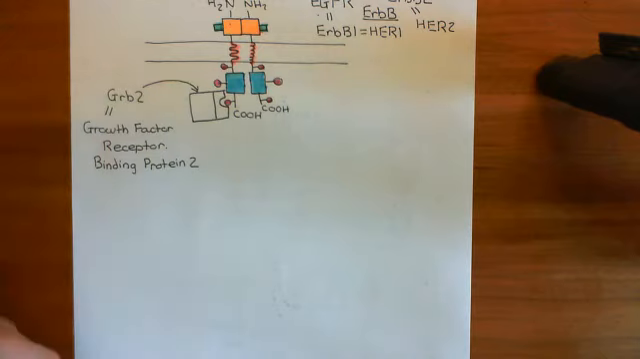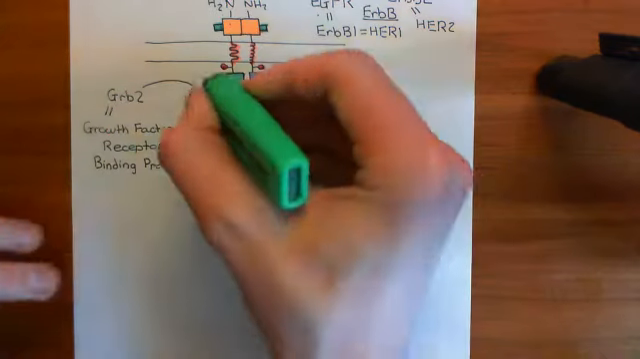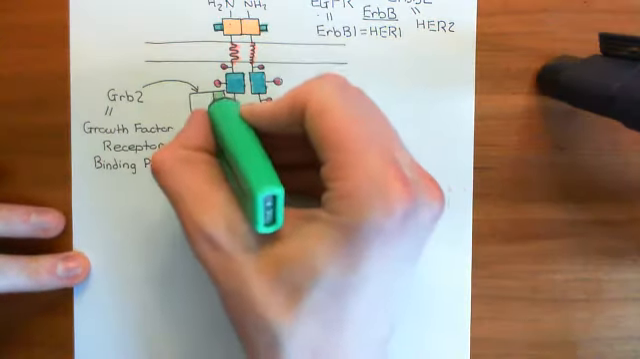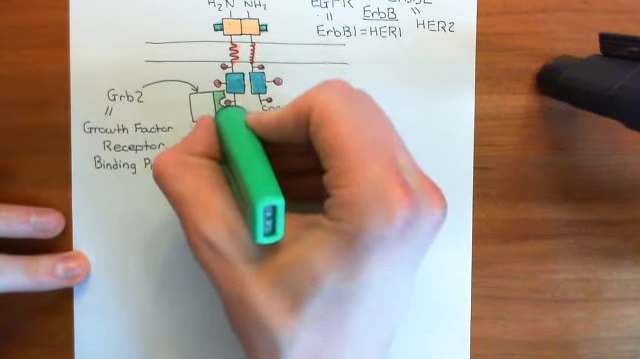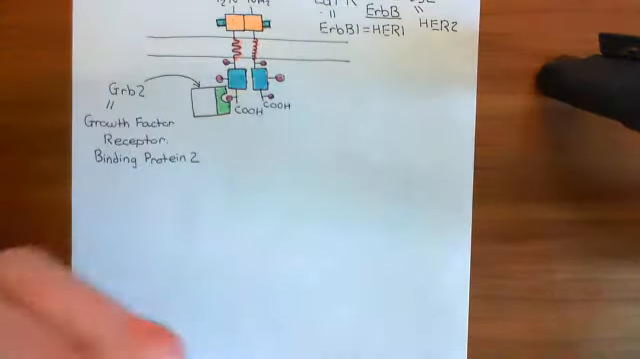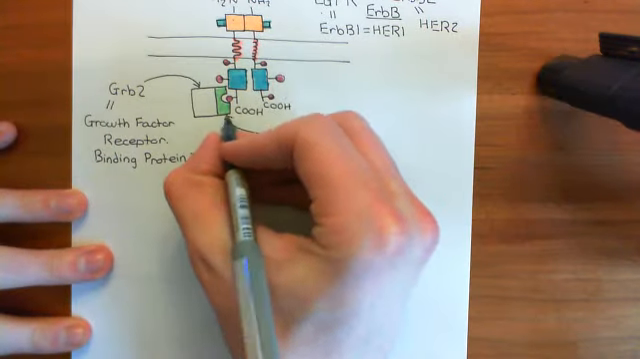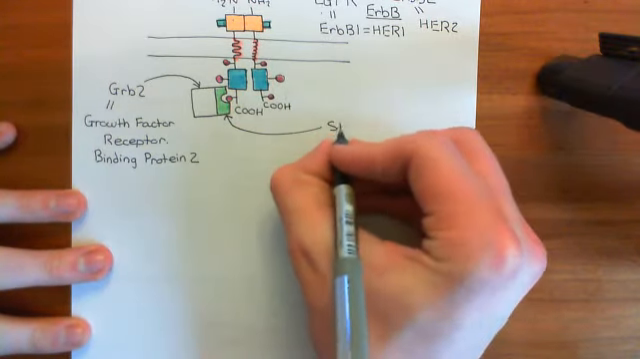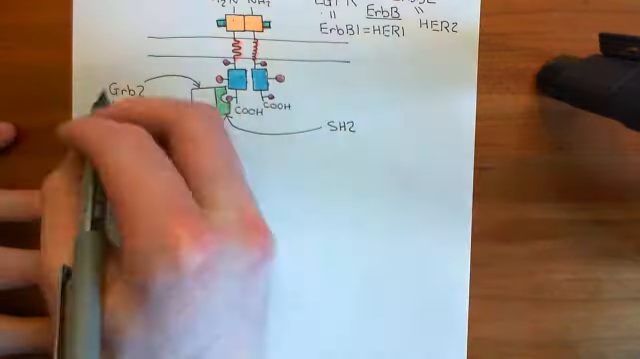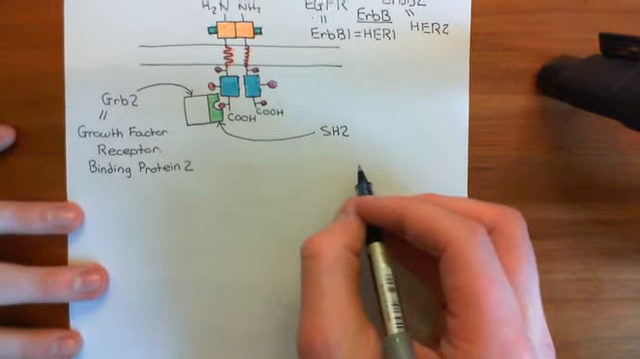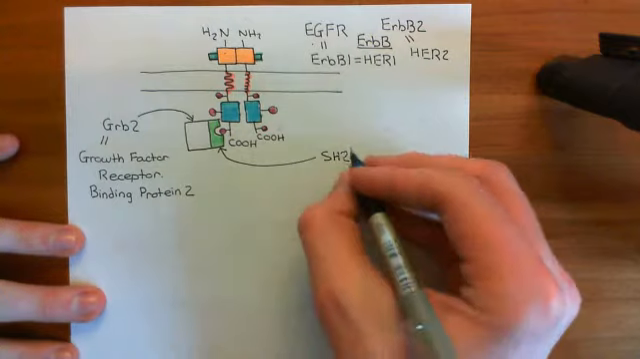Now, GRB2 has a special domain in order to bind to the phosphotyrosine residue on the intracellular aspect of our receptor tyrosine kinase. So I'll colour this special domain in green here. This special domain is known as an SH2 domain. So this, which I've coloured in green, is a special domain within the structure of growth factor receptor binding protein 2, and this is called an SH2 domain.